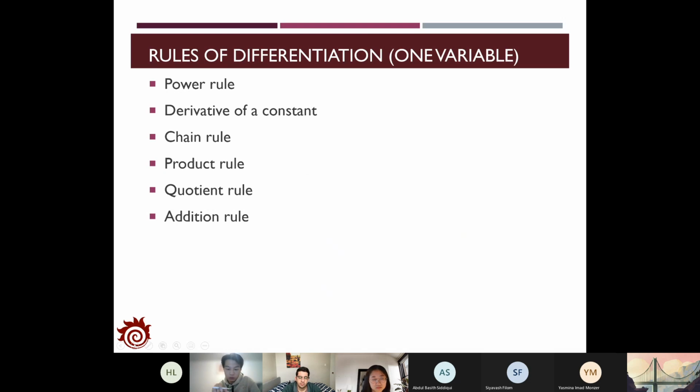For the operation of differentiation, there are a lot of rules for one-variable functions that we can apply. They include the power rule, derivative of a constant, the chain rule, product rule, quotient rule, and addition rule. So again, I trust that all of you know these rules from your previous class, so I'm not going through the details about it.